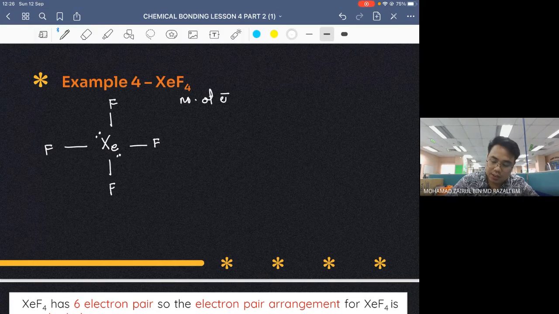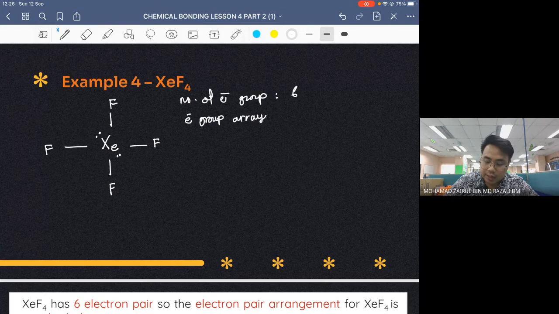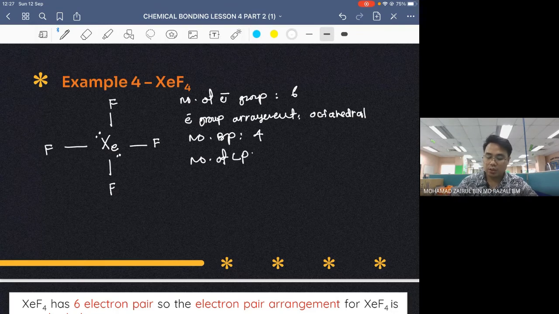Okay, kalau awak tengok Lewis structure tu ada 4 bonding pair and then 2 lone pair. So 4 plus 2 equals to 6. So the electron group arrangement, okay, if you have 6 number of electron pair, dia akan jadi octahedral. Okay. So number of bonding pair dia adalah 4 dan number of lone pair dia bersamaan dengan 2. So if you look at the Lewis structure, the lone pair repulsion is stronger than lone pair bonding pair. And then lone pair bonding pair repulsion is stronger than the bonding pair repulsion.